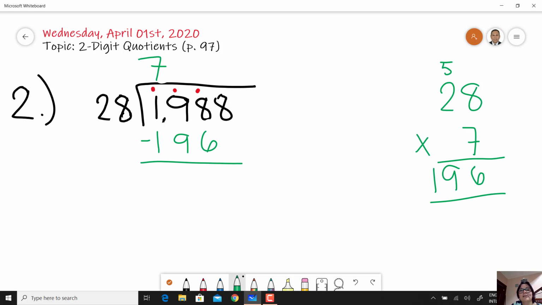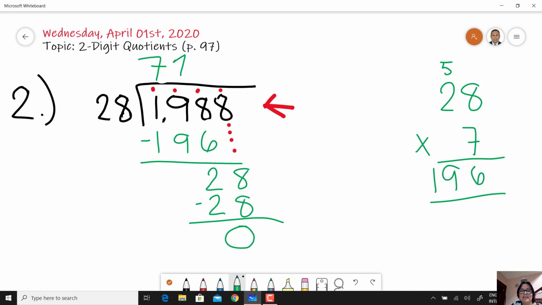So now we have to subtract 8 minus 6, 2, 9 minus 9, 0, and 1 minus 1, 0. Did you use already all the numbers in the dividend? No, right? It's missing number 8. So what you have to do is bring number 8 down, and now you are going to have 28 divided by 28. Easy, 1. Because 1 times 28 is 28. So 28 minus 28, 0. So in this case, in number 2, the answer is 71.